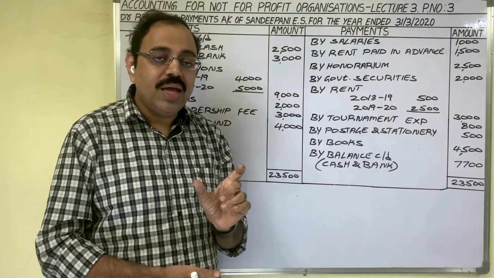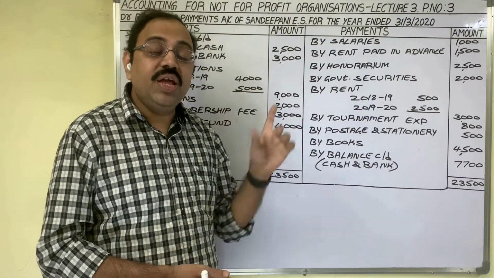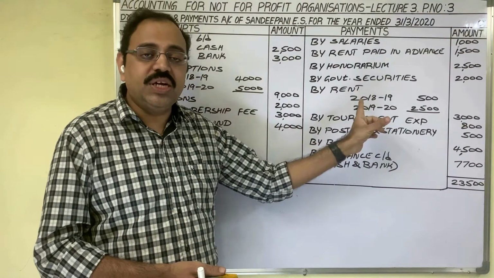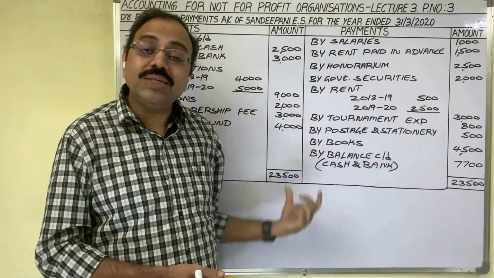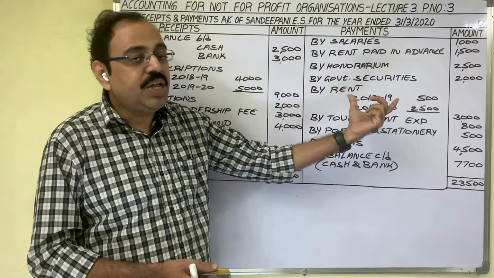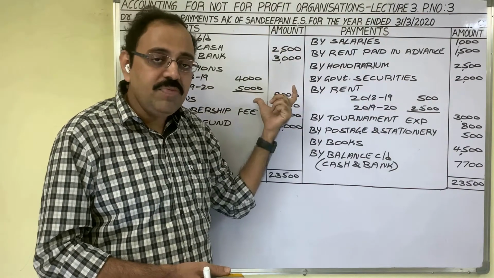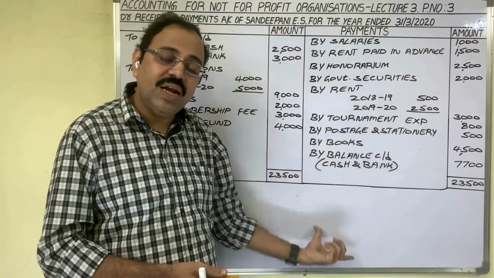Surplus means what? Excess of income over expenditure. If income is more than the expenditure, then the difference is known as surplus. Deficit means what? Excess of expenditure over income. If expenditure is more than income, then the difference is known as deficit.